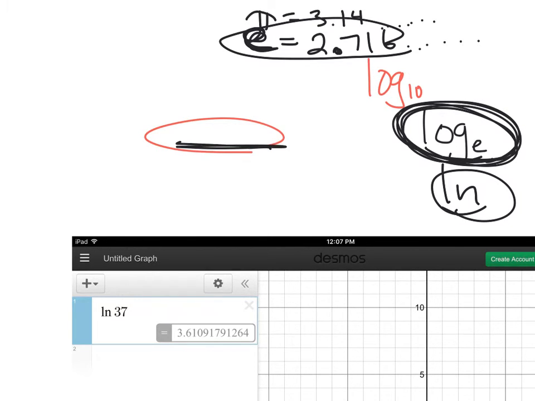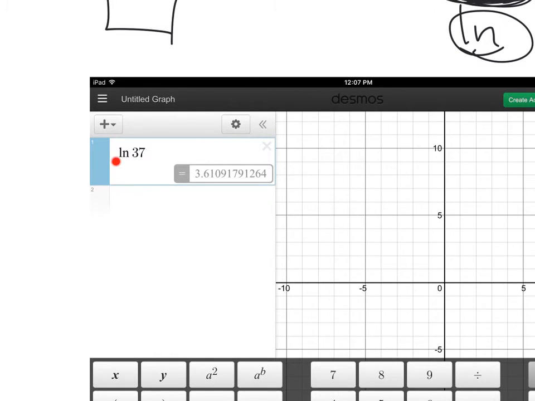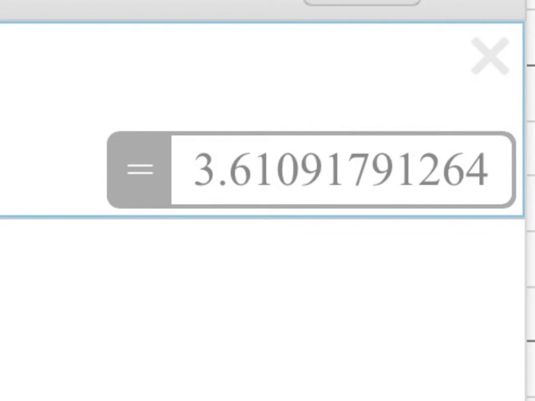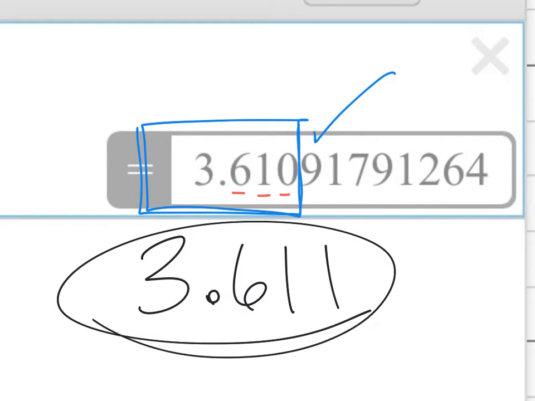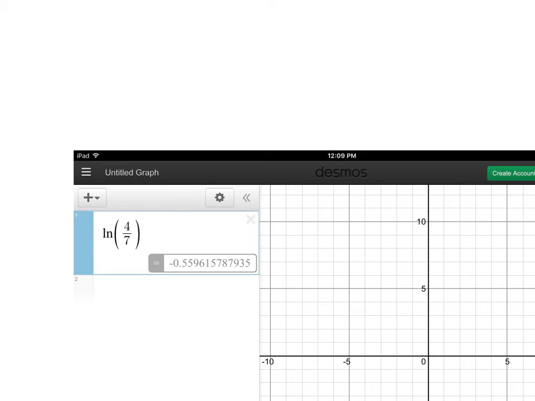But no matter, we're just going to type it into Desmos anyway. You type in ln and then 37, and then of course here's your answer. It says round to the nearest thousandth in this case. So rounding to the nearest thousandth, you need to know that's tenths, hundredths, thousandths. So that's actually 3 decimal places that we're going to be rounding to. And this 9 tells you to round up. So in this case, our answer is 3.611, and that's the answer you're going to type into MyMathLab. Just more of the same.